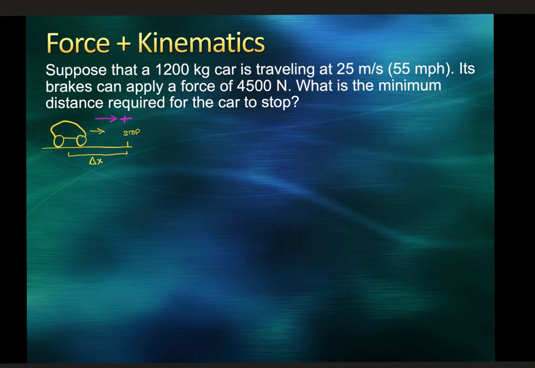So I'm going to go through here and mark my terms: 1,200 kilograms for the car. That is the mass of the car. The starting velocity is going to be 25 meters per second. And if it's going to come to a stop, that's going to be its ending velocity, right? It's going to be a velocity of 0.